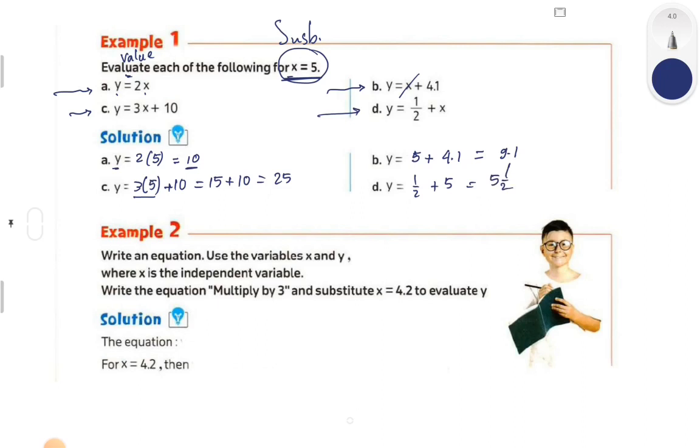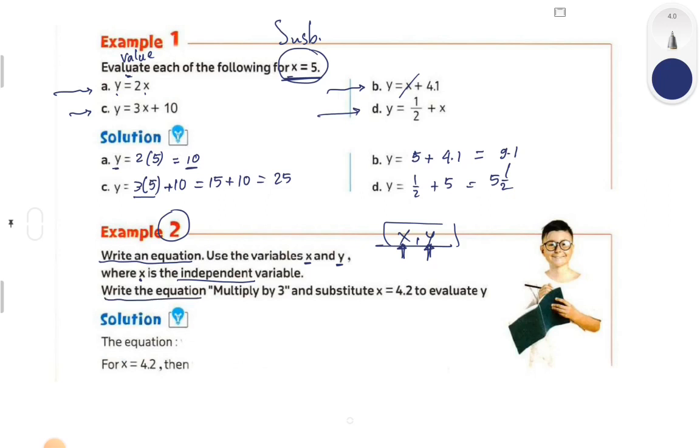Okay. Next example, write an equation. You will write the equation. Use variables of what? Use variables x and y. We have an equation with x and y, where x is the independent variable. So if x is the independent variable, y of course will be the dependent variable. Okay.